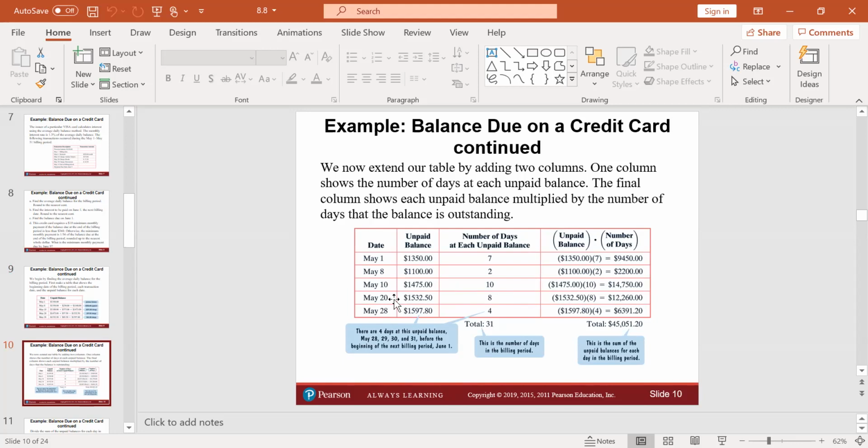Then on May 20th, for 8 days, we had a balance of $1,532.50. So we do $1,532.50 times 8. On May 28th, our balance went up to $1,597.80. So for 4 days, we had a balance of $1,597.80. So we multiply it. We get all these big numbers, and this mega number, when we add it all up, comes out to $45,051.20. That does not mean we owe $45,051.20. It is an intermediate calculation that we're making here.